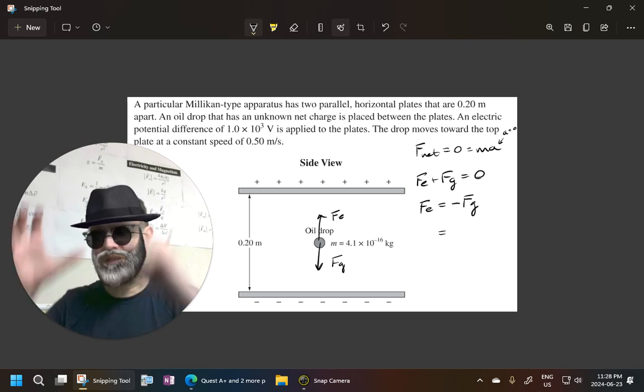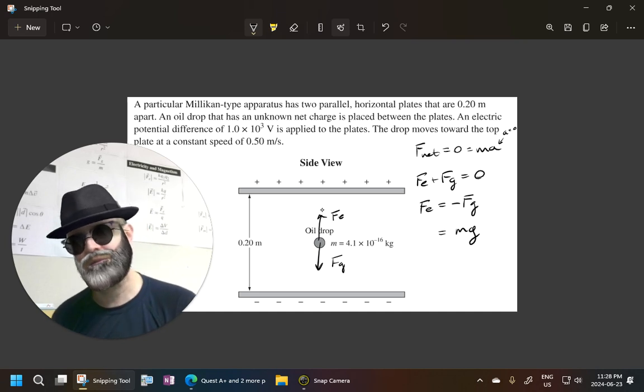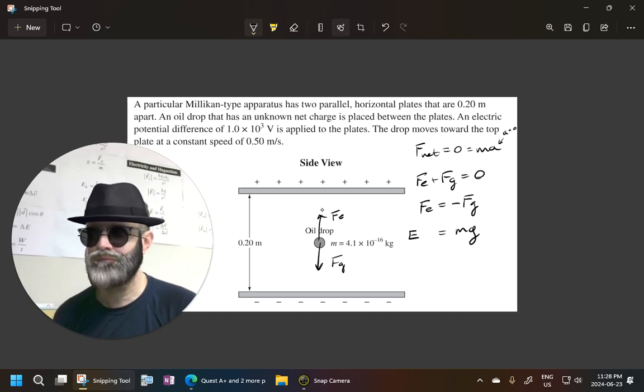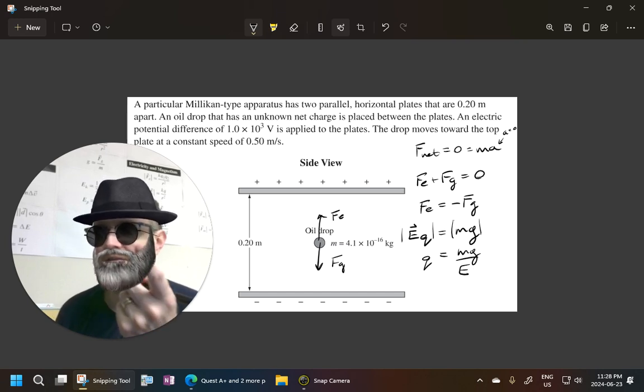I'm really just worried about the magnitude of these. So this is going to be mass times gravity. This is going to be E times q, right? And I'm just looking for q. I'm just worried about the magnitude. The magnitudes are the same. So magnitudes, okay. So mg divided by E. I think they gave me everything else.